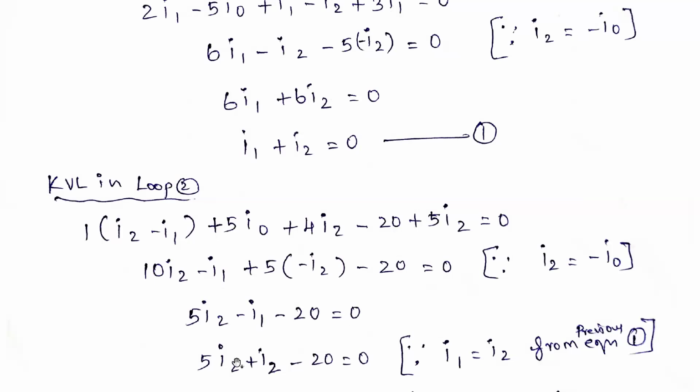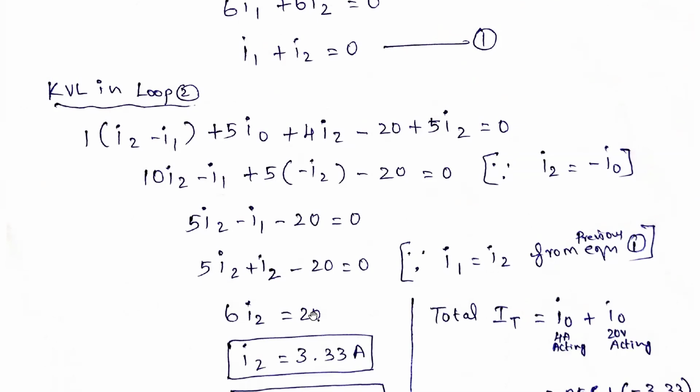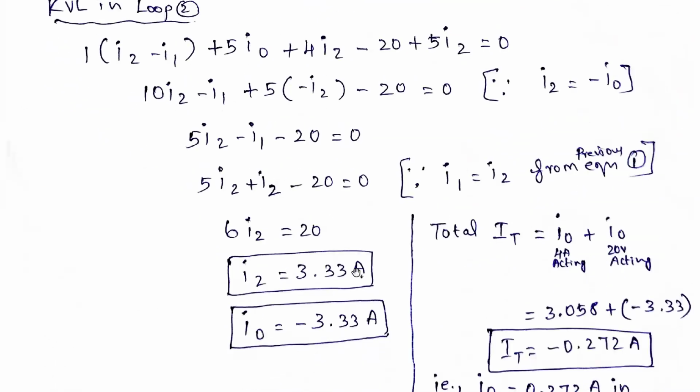Simplifying further, from the previous equation, I1 plus I2 is equal to 0, so I1 is equal to I2. So I1 and I2 are the same. Substituting this, 6 I2 is equal to 20. So I2 is equal to 3.33 amperes.